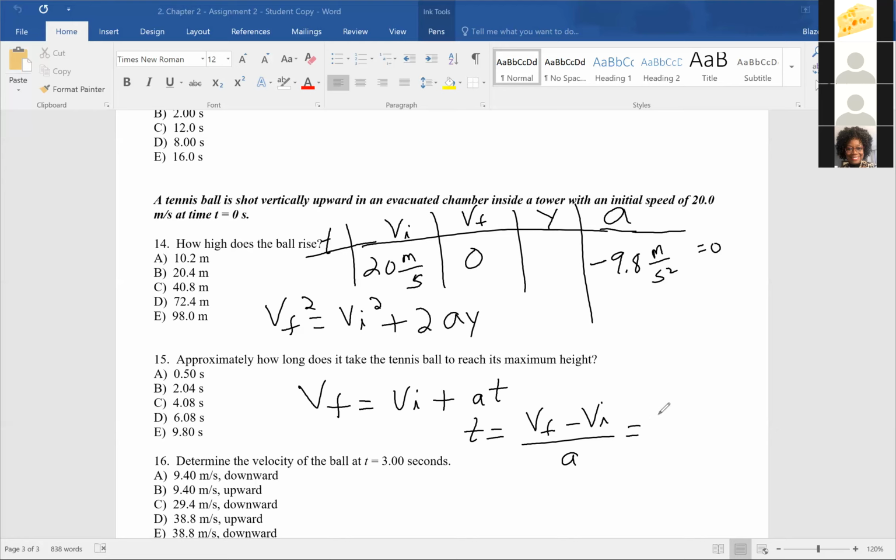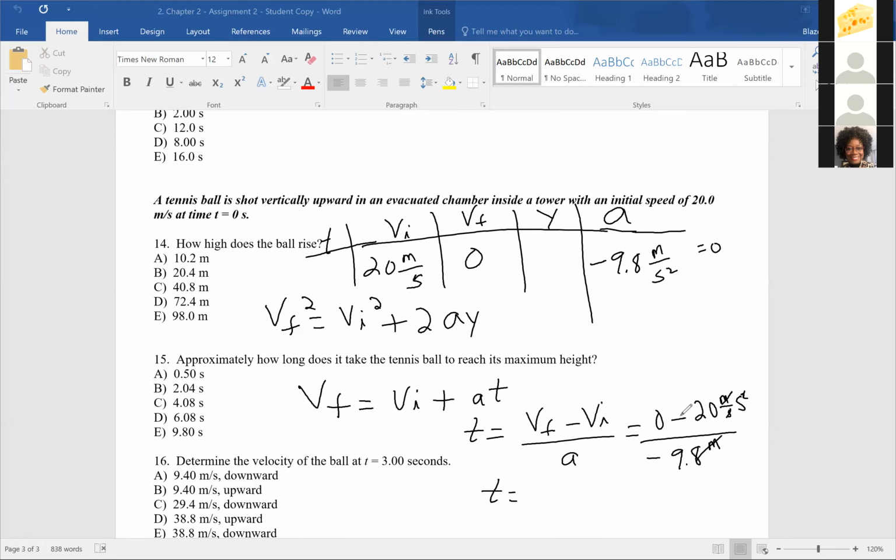So now we have 0 minus V initial, which was 20 meters per second. A is negative 9.8 meters per second squared. Let me show you this. Whenever you're about to write anything in the denominator of the denominator, that term actually moves to the numerator. That's what it really means. So when meters and meters cancel, this second will cancel one of these seconds, and therefore I get my time in seconds.